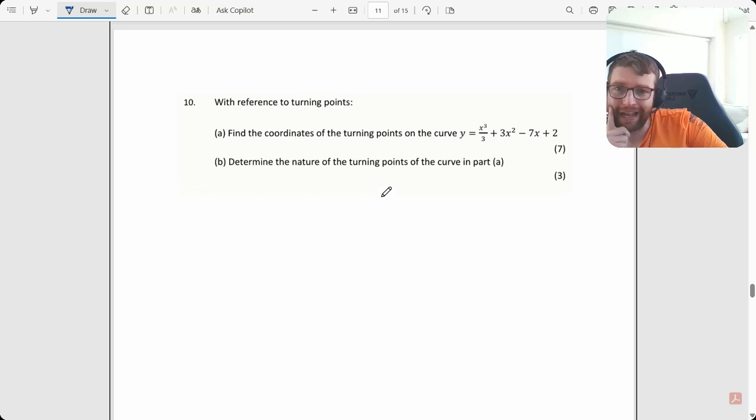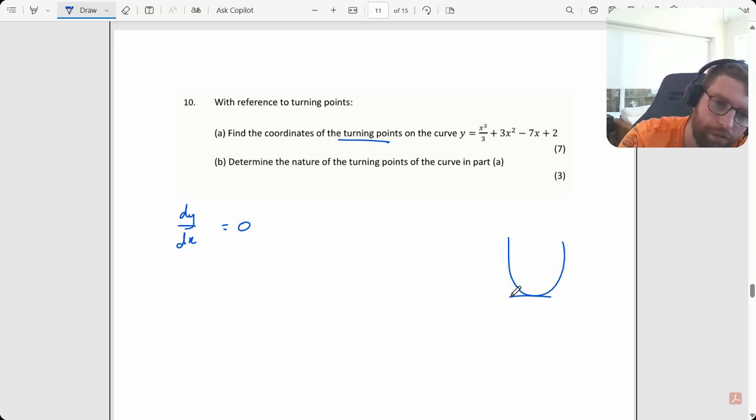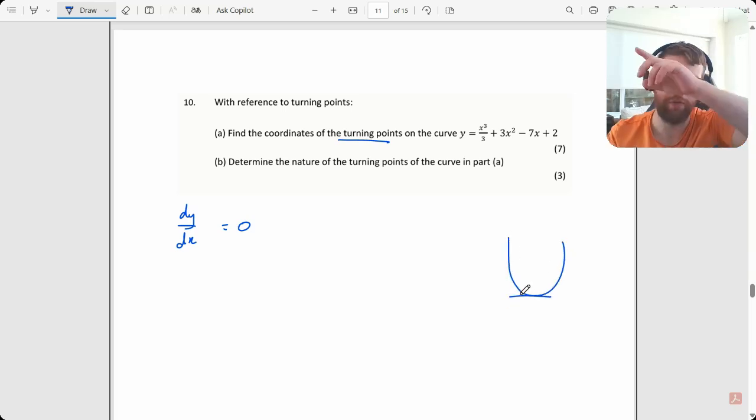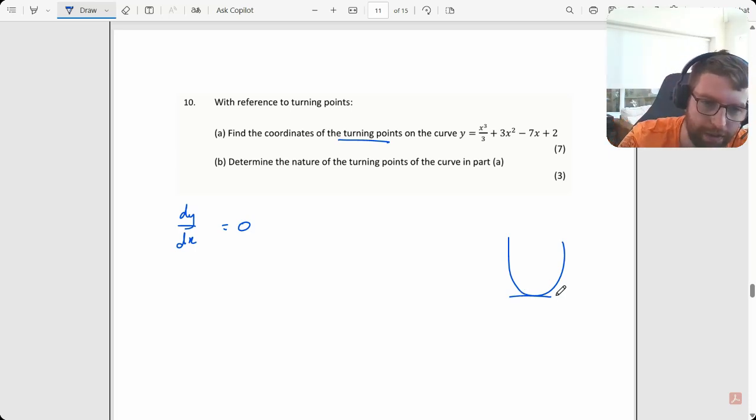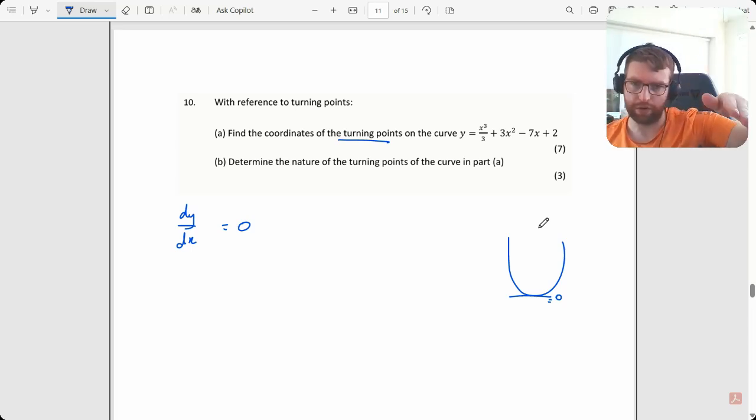This one, question 10, find the coordinates of the turning point. So what you're doing there is you're differentiating, you're getting your answer to this differentiated, and it's equal to 0, right? So a turning point is just where the graph turns and the gradient is equal to 0, basically. Like at the bottom of a valley or top of a hill, there's a point at the top where you're no longer on a gradient, you're not on a slant. So we're just trying to find those.